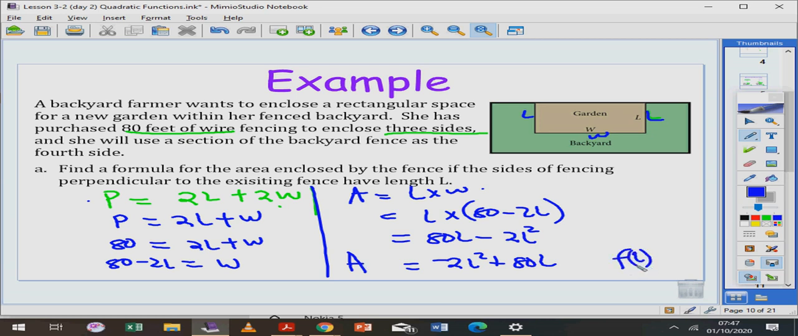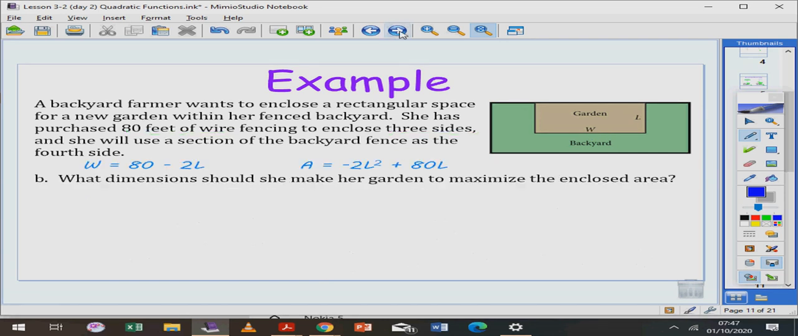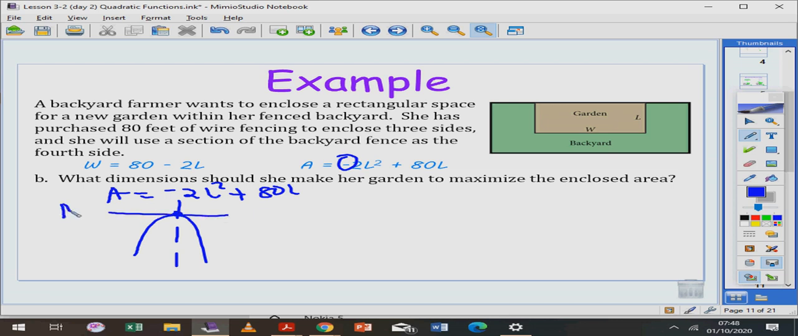Okay, so we're back at level. What dimensions should she make her garden to maximize the enclosed area? Now our function for the area is negative 2L squared plus 80L. Since this is a negative sign, the graph of that function looks like this. And the graph being like that means this point right here is the maximum value of the function, and I know that that point is the vertex on the axis of symmetry. So all I need to do is find that value of x, then use that value of x to find the value of y, which will be the maximum value.